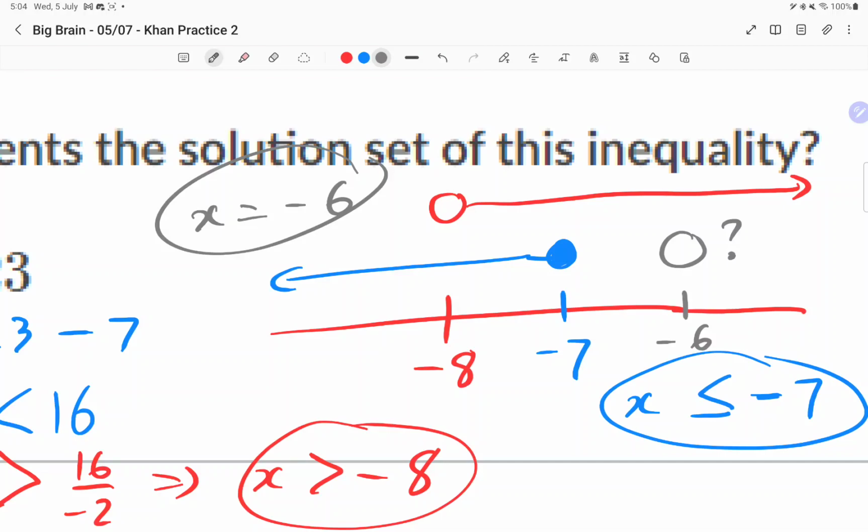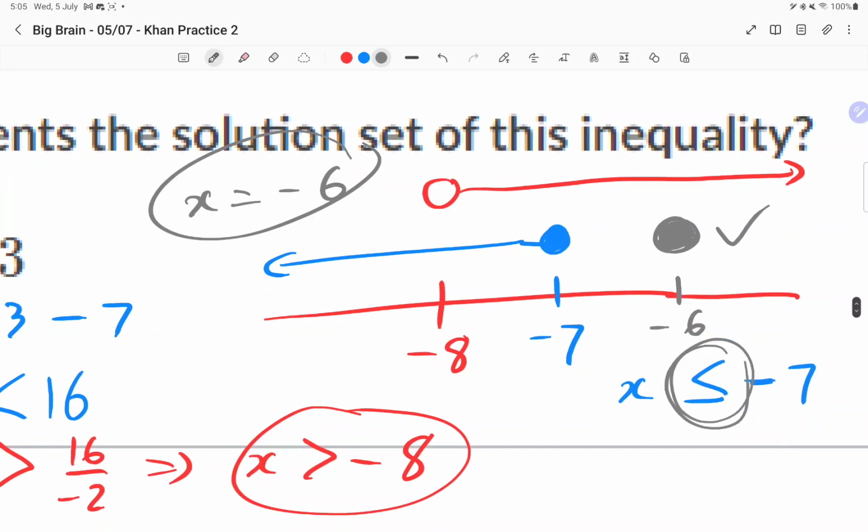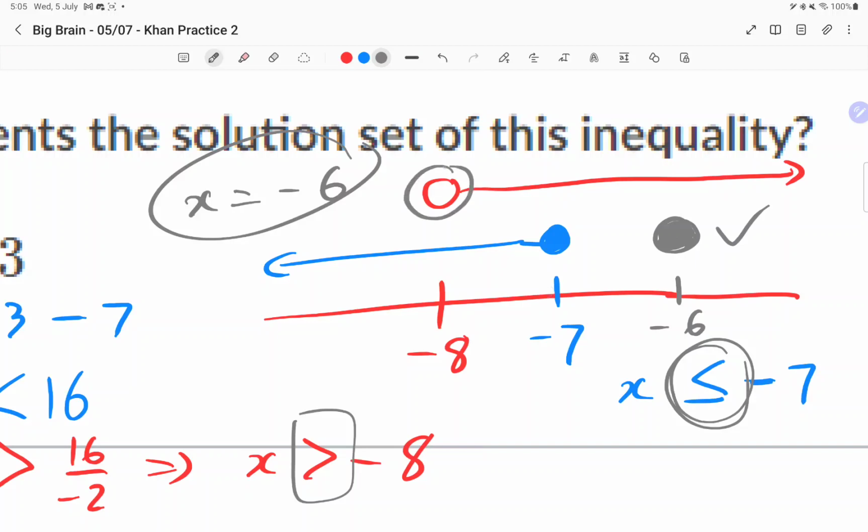I'll do the colored in dot. Okay, colored in dot, why? Because it's equal to. Yes, that's the right answer. The colored in dot will be equal to negative 6. Because remember, if it could be equal to negative 7, it's colored in, it's a filled dot. And when it cannot be equal to, this is strictly greater than negative 8. Strictly greater is a hollow dot. So think of it this way, fill means equal to.